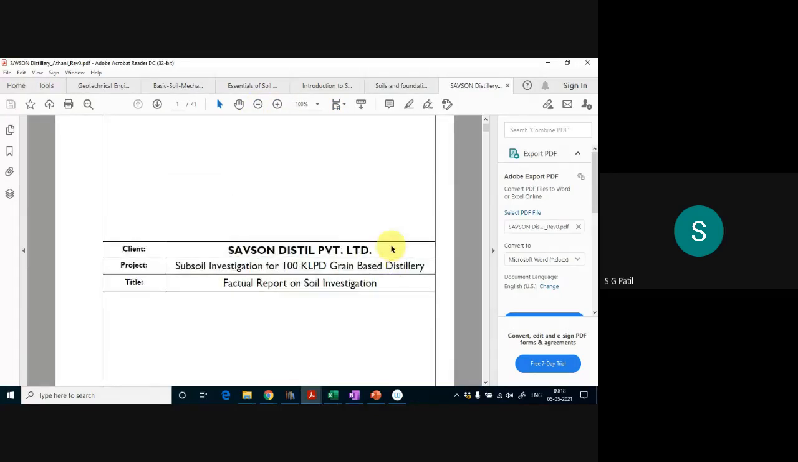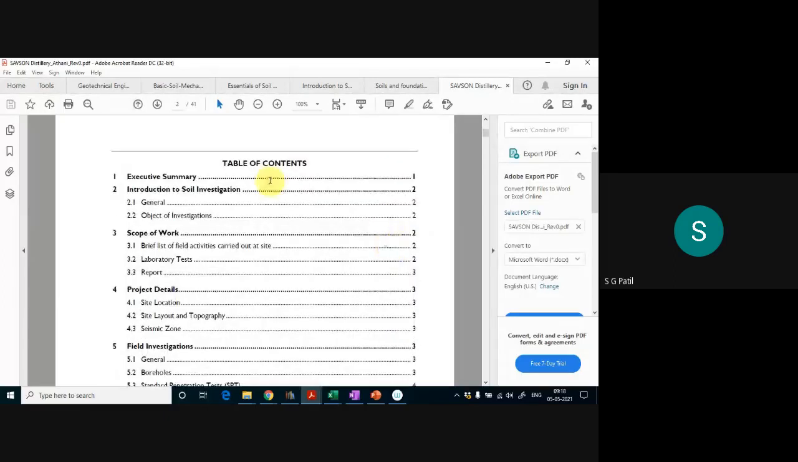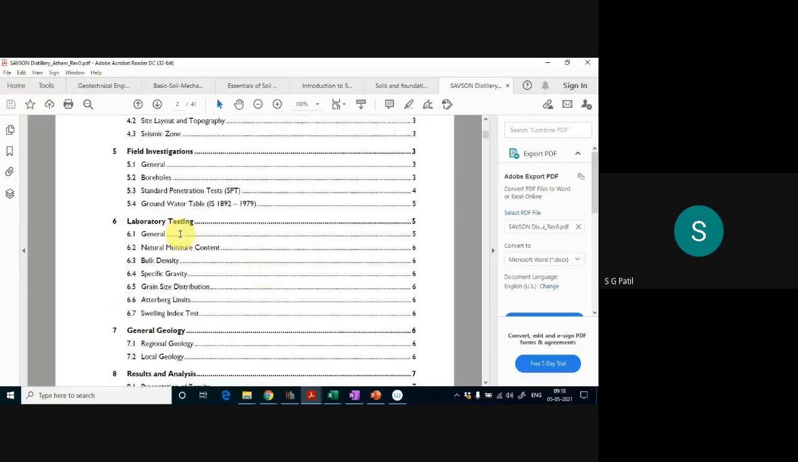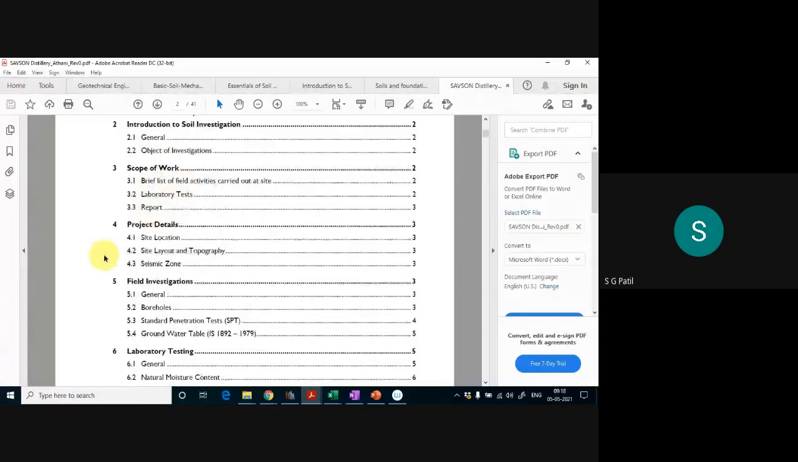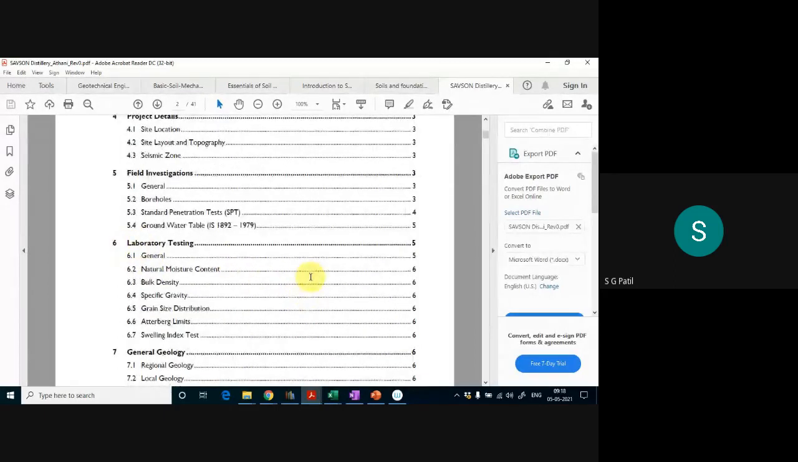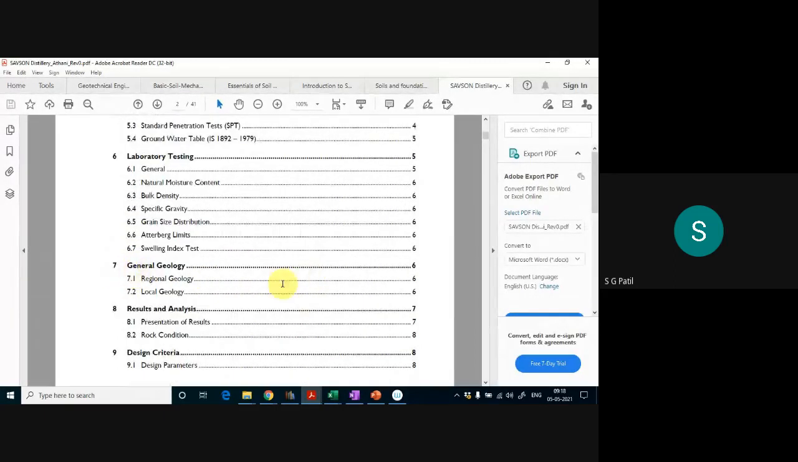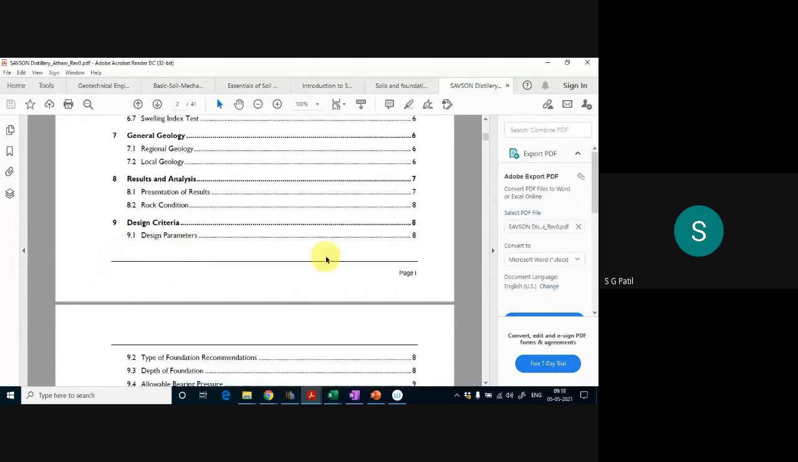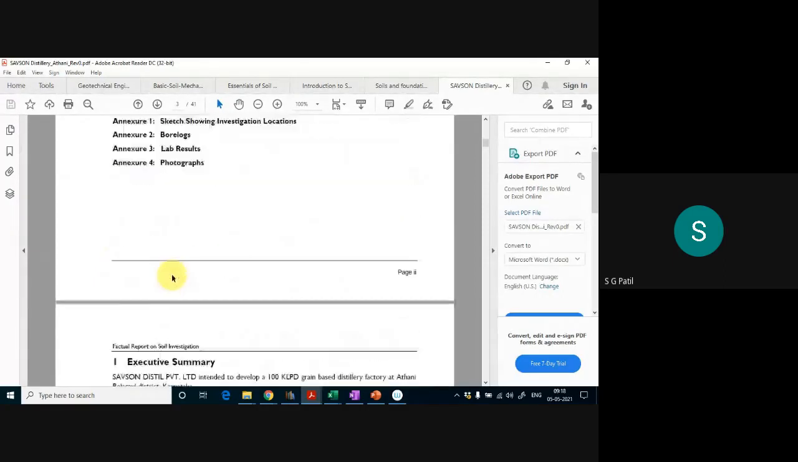Okay. So this table of contents will be there. Here the scope of work will be explained, and the project details will be explained here, and the field investigations we have done, what laboratory tests have been done, and what is the general geology, results analysis, and design criteria. So this is how the report looks like.